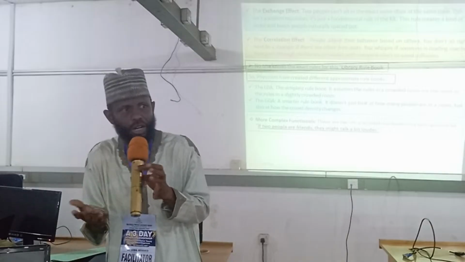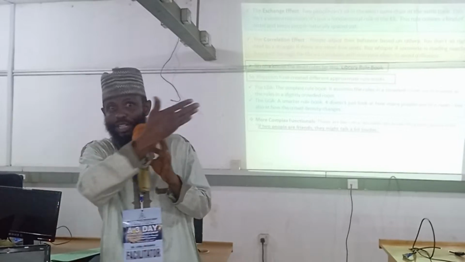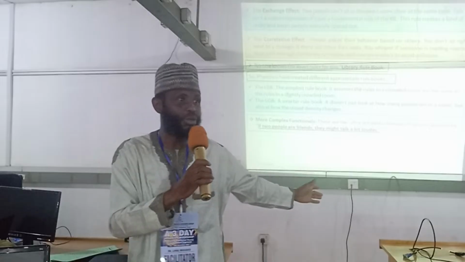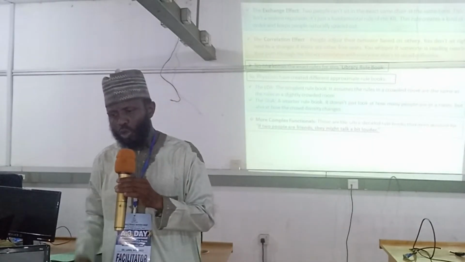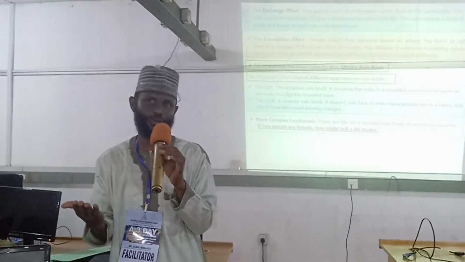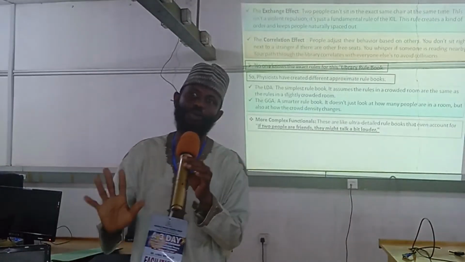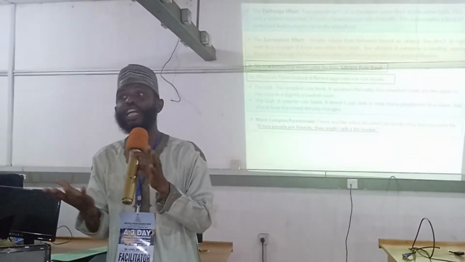This isn't a boundary function. It's just a fundamental rule of, let's say, the library. So for our new participant, the library will be happier than you. Okay? So this rule creates a kind of order, people naturally space out. This is what we call the Pauli exclusion principle. Okay? Then the correlation effect.